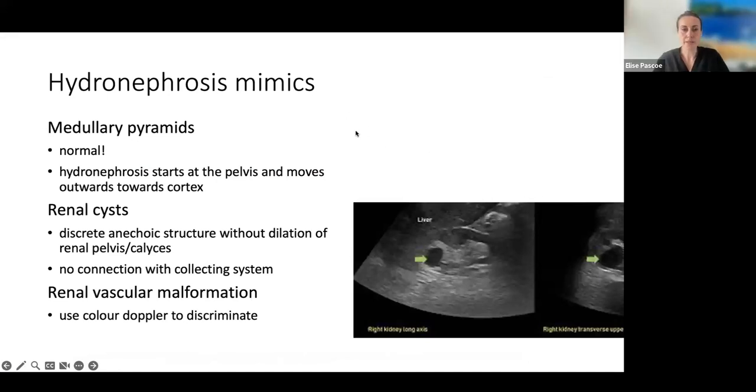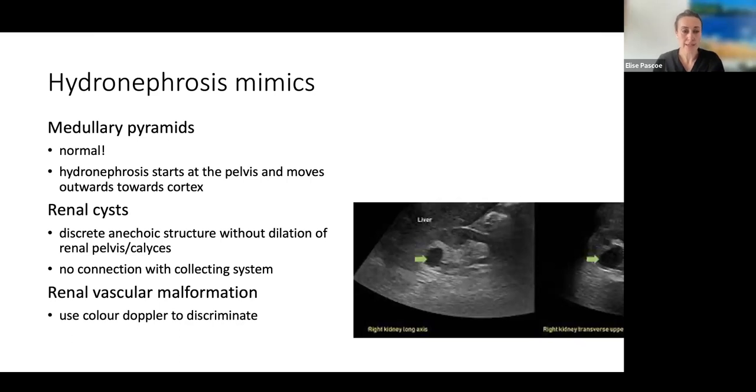So what are some mimics of hydronephrosis? As I said, the medullary pyramids are hypoechoic spaces, quite normal. Hydronephrosis will start at the renal pelvis and move outwards towards the cortex. So if you can see these hypoechoic areas, but the pelvis still looks normal, then this is not going to be hydronephrosis.